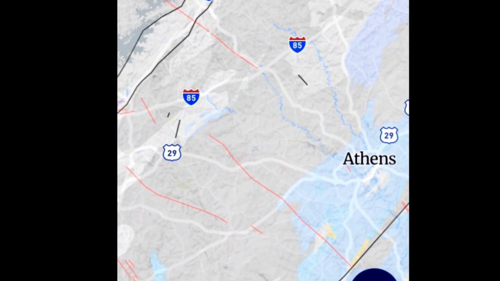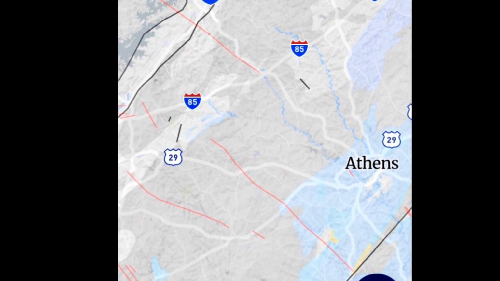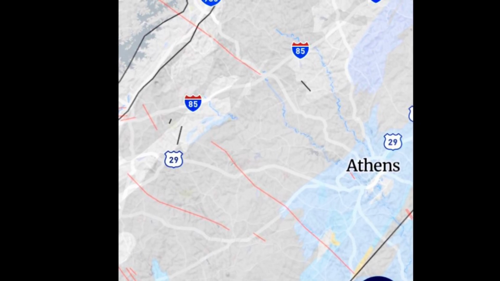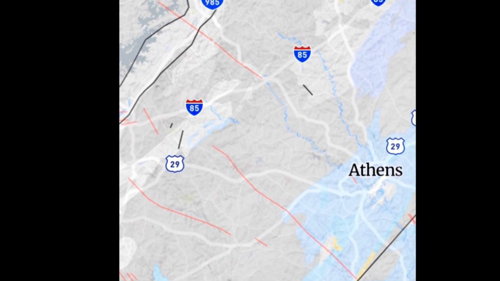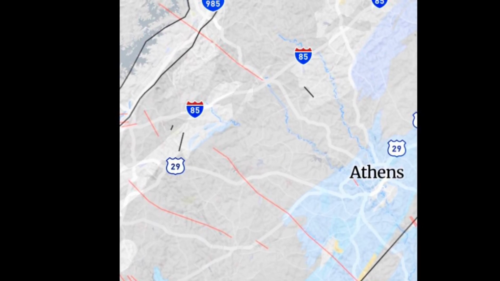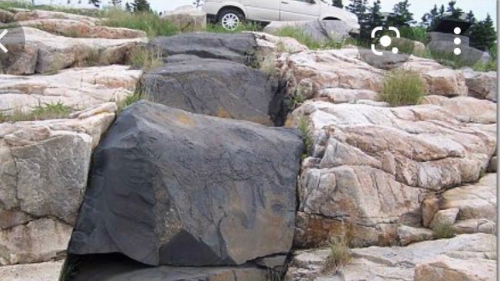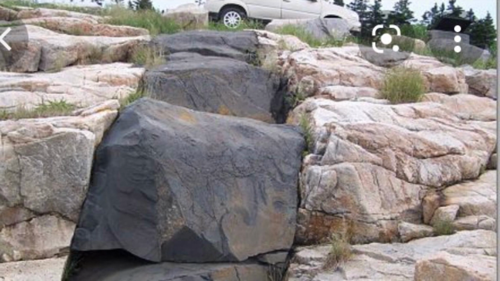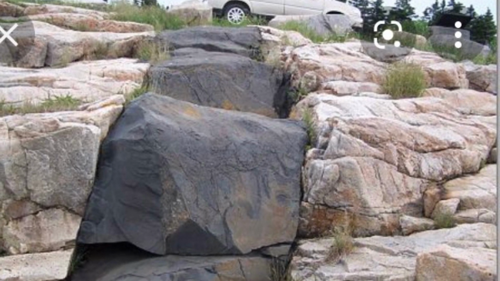Here's a section of a Rock D geology map showing the area near Athens, Georgia, and see those real thin red lines that run from northwest to southeast? Those are Diabase dikes from the rifting of Pangaea. Here's a spectacular example of a Diabase dike running through a body of granite, or it could be granite gneiss.